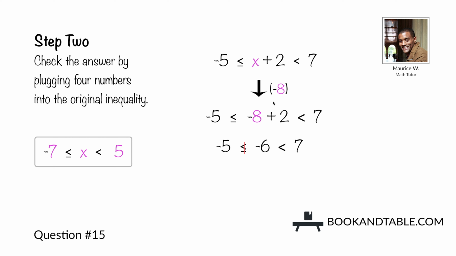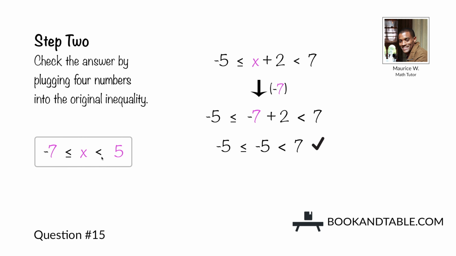So when we plug in negative 8 for x, we wind up with negative 8 plus 2, which is negative 6 in the middle, leaving us with this false statement. Negative 5 is less than or equal to negative 6. So since that is not true, we know that negative 8 cannot work, which is what we were expecting. Now let's plug in negative 7, which should work. Negative 7 plus 2 leaves you with negative 5 in the middle. And we wind up with a true statement. Negative 5 is less than or equal to negative 5, which is less than positive 7. So those two values help us confirm that this end of our answer is correct.